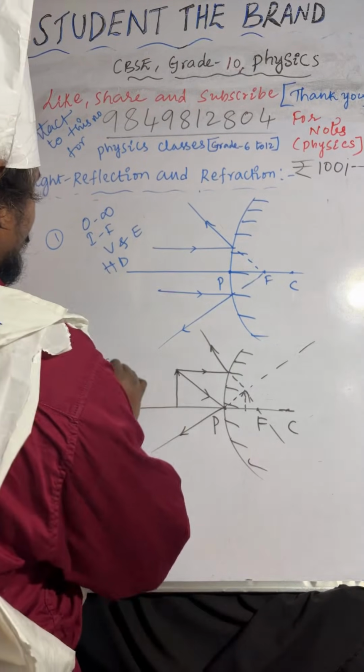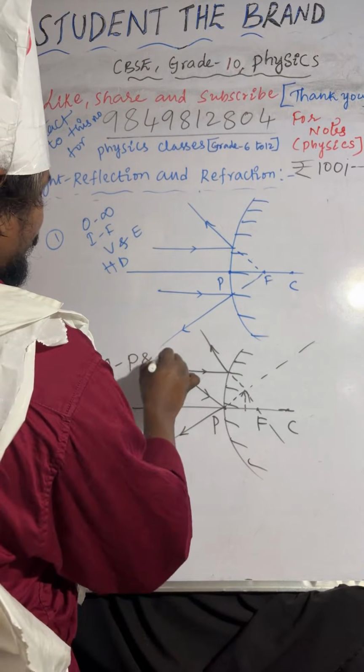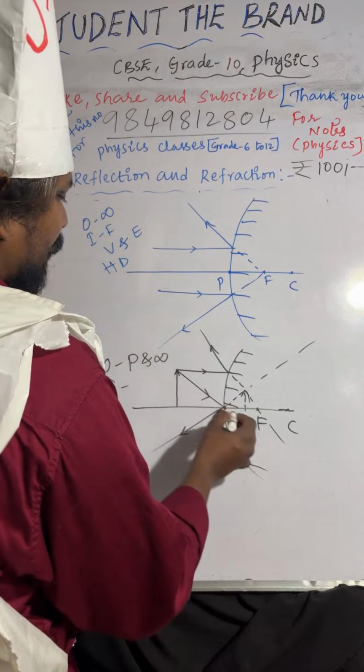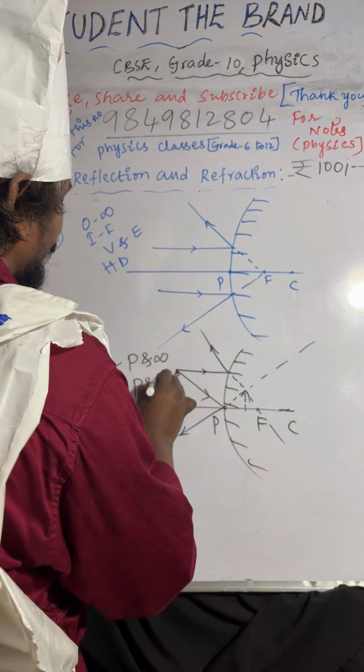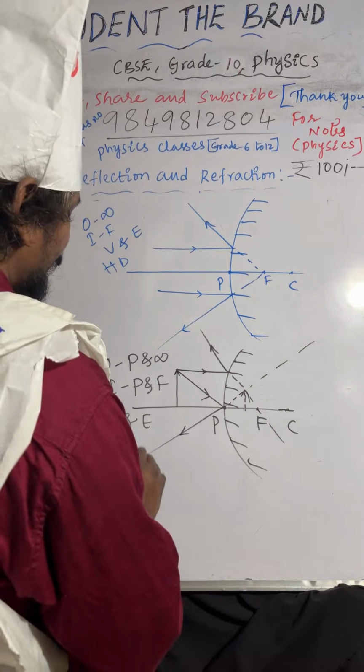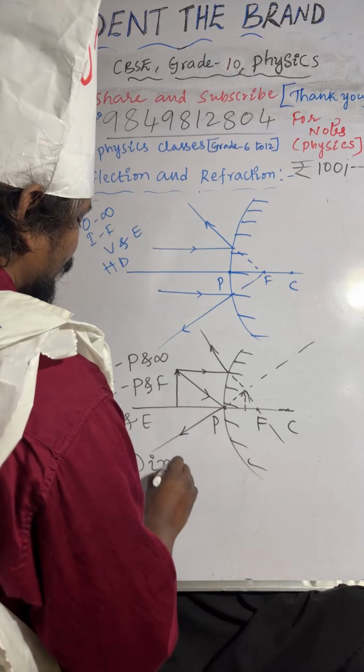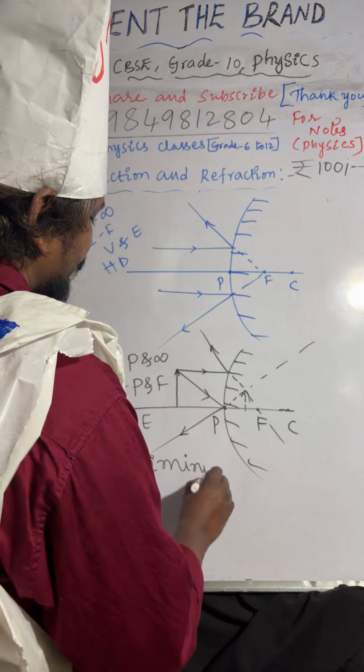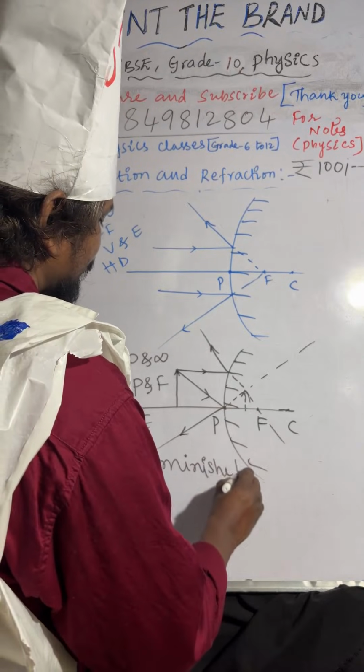Object is placed between P and infinity. Image will form between P and F. Nature of the image is virtual and erect. Size of the image is diminished. So compared to the object, image size is decreased.